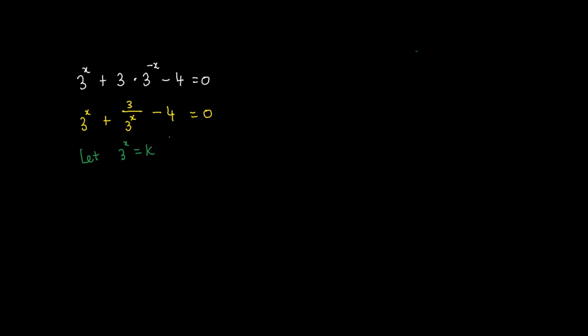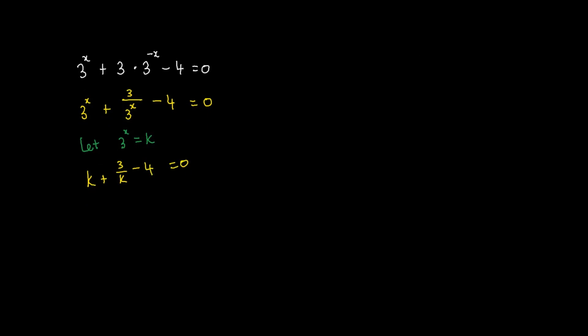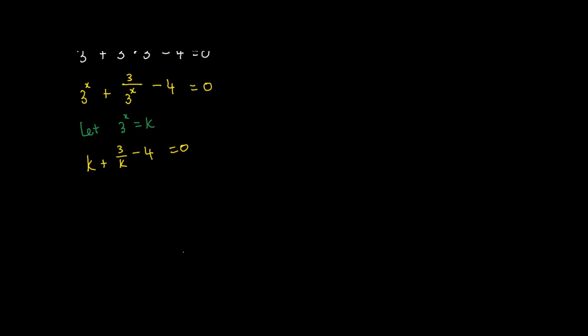So now whenever I see 3 raised to the power of x, or 3 raised to the exponent x, I'm going to substitute it for k. So I have k plus 3 over k minus 4 is equal to 0. That's something we can work with. That's something we looked at in grade 10 as well.